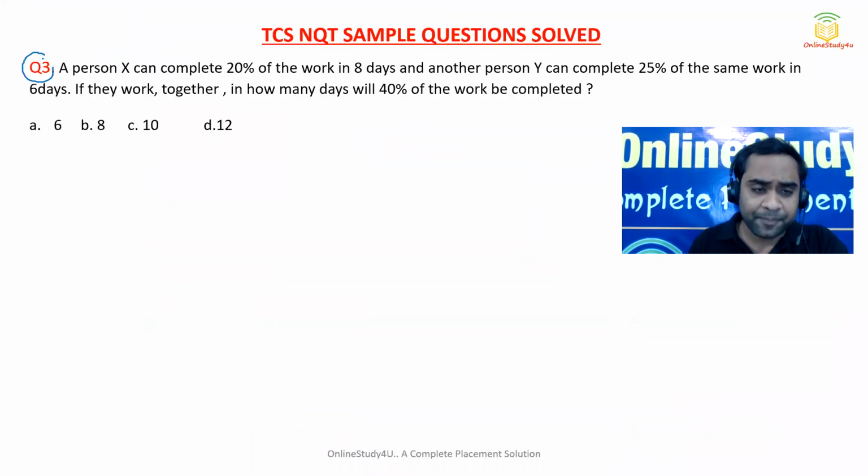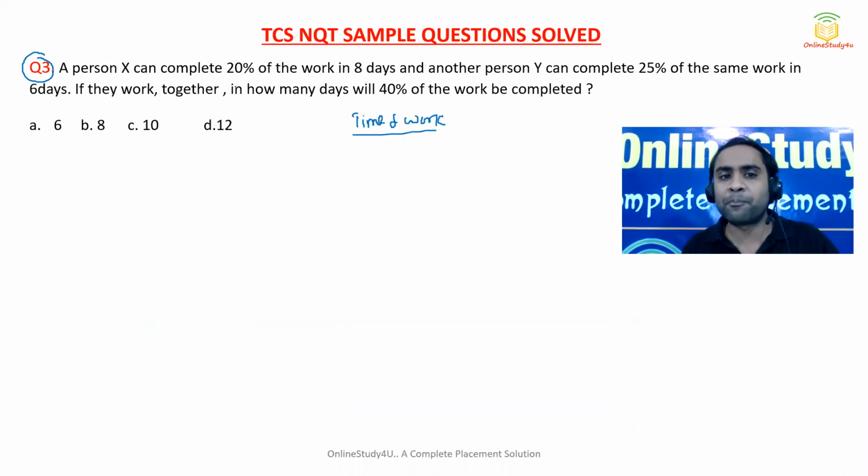And question number 3 is a question from time and work, and let us see how we can solve this. A person X completes 20% of the work in 8 days.